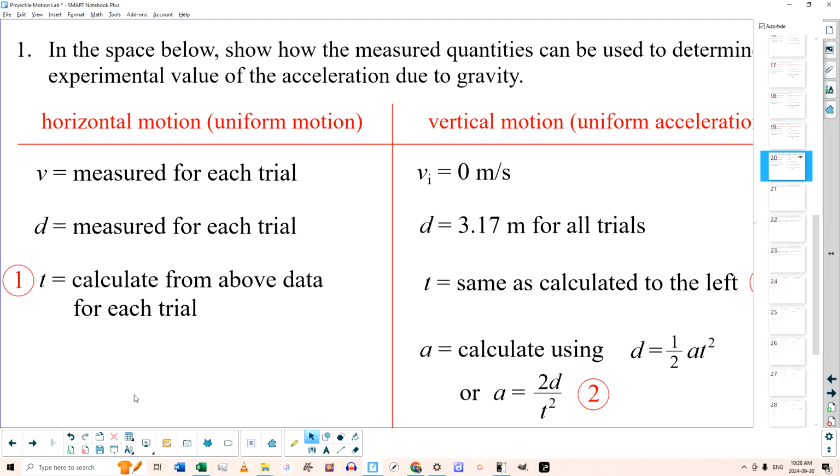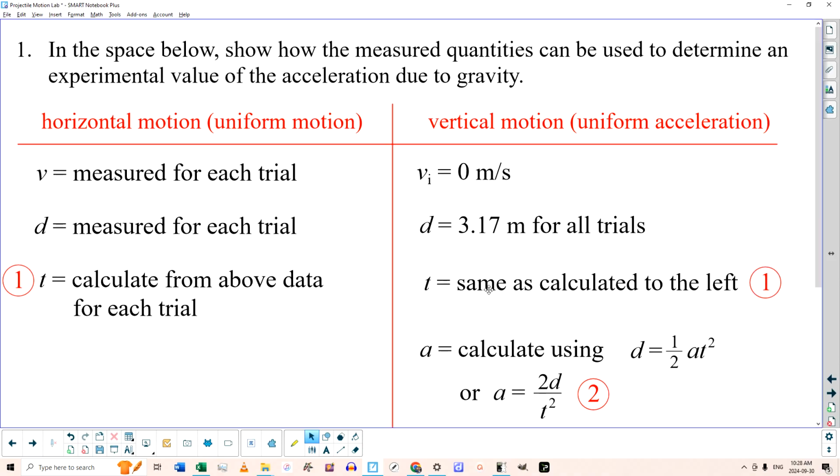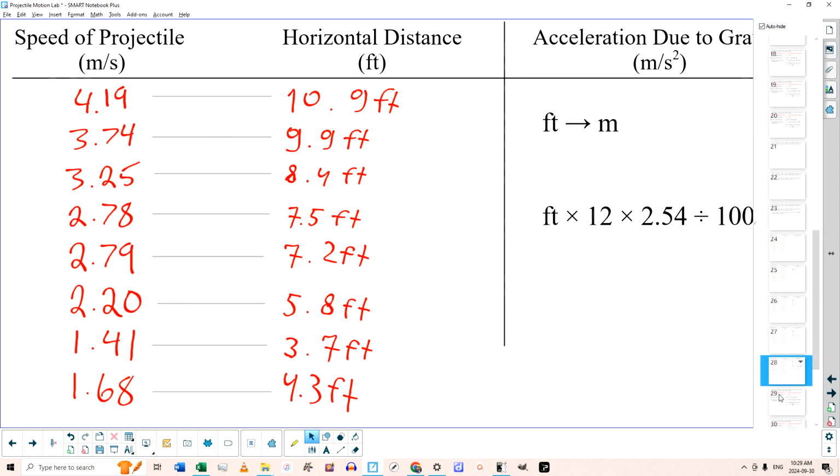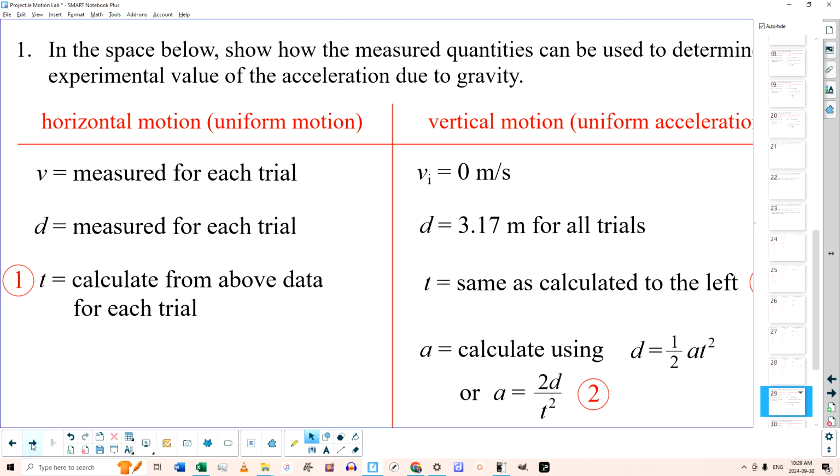Then they need to calculate the time using the horizontal distance in meters and the horizontal speed in meters per second, so they can use that time in the calculation on the bottom right of the screen along with the 3.17 meters to get an answer. So let's take a look at doing that for one set of data.